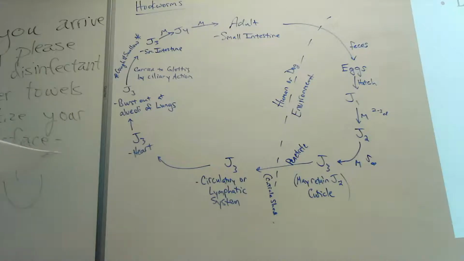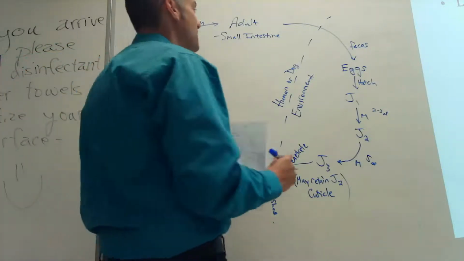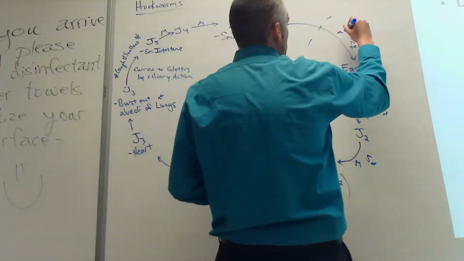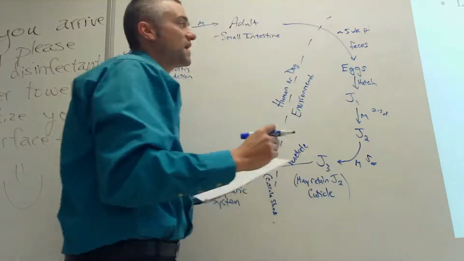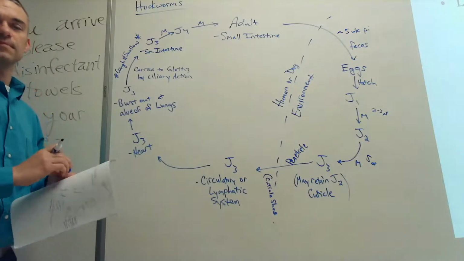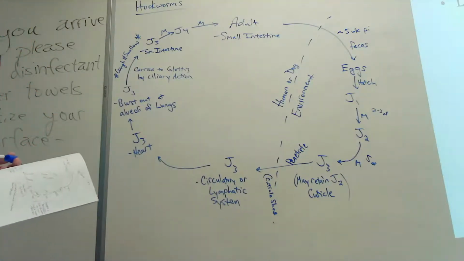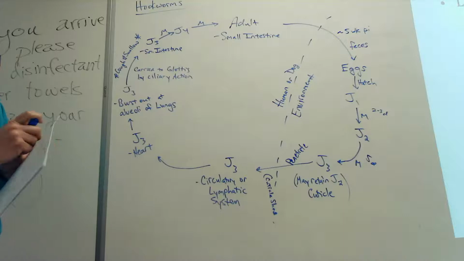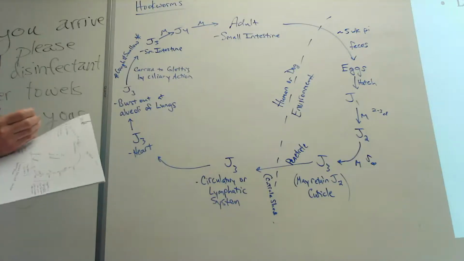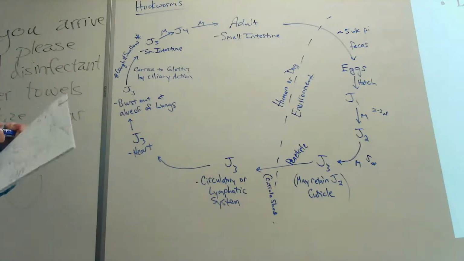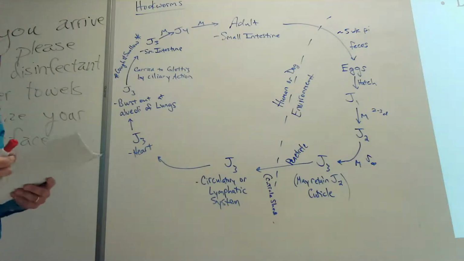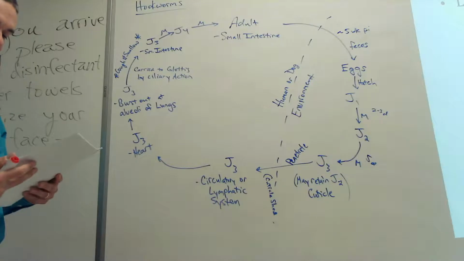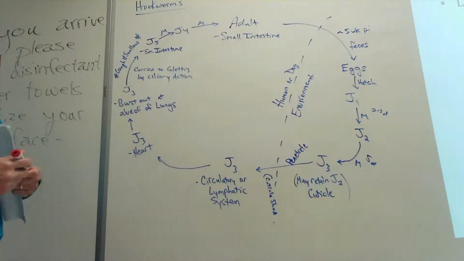All right, egg production commences about 5 weeks post-infection. When you first get penetrated by these J3s, about 5 weeks later is when you start producing eggs. Now, there are exceptions. We'll talk about those. That's generally speaking. All right, so some things about the life cycle.